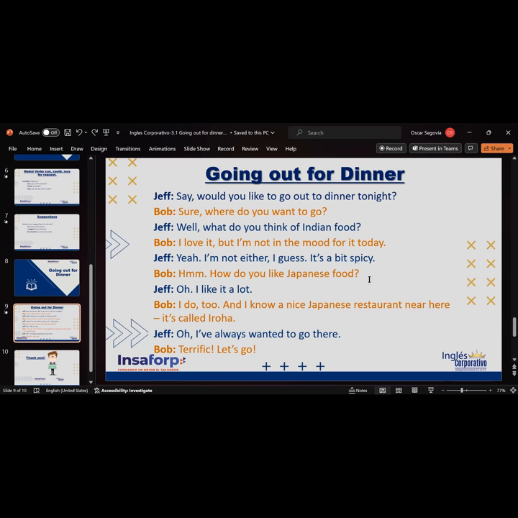How do you like Japanese food? Oh, I like it a lot. I do too. And I know a nice Japanese restaurant near here. It's called Aroha. Oh, I've always wanted to go there. Terrific. Let's go.